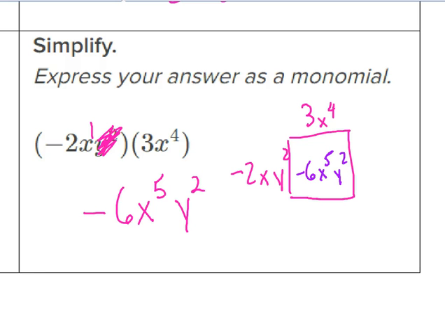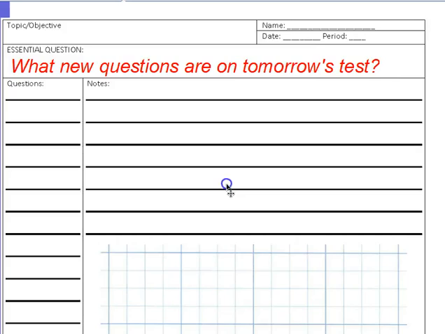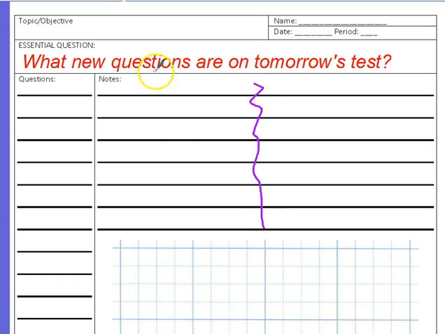Okay. So let's go ahead and start on your notes for today. The essential question is, what new questions are on tomorrow's test? And there's 2 types of questions that are going to be on there. There's questions about the GCF, which come from number 17 to 19. And there's questions about factoring a trinomial. And that is assignment number 20.